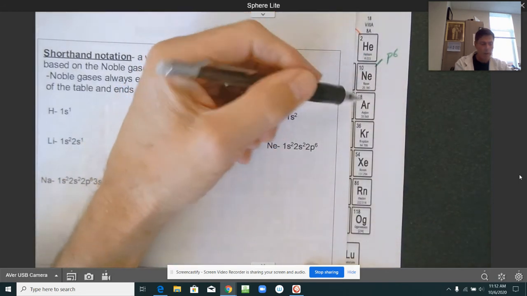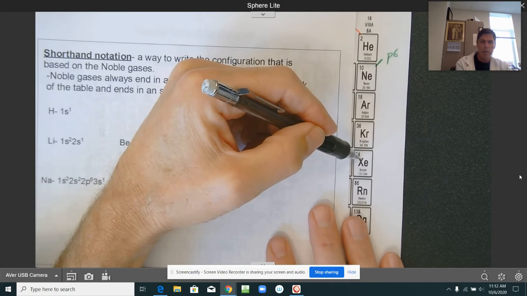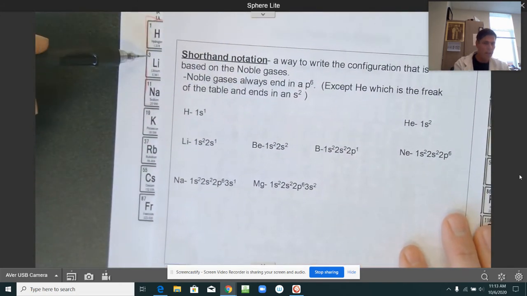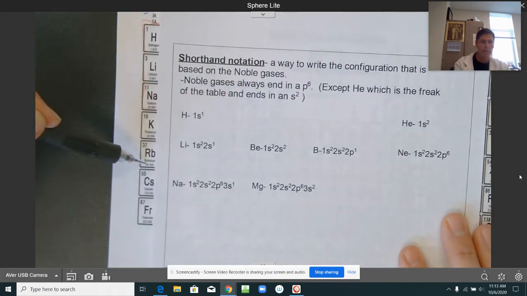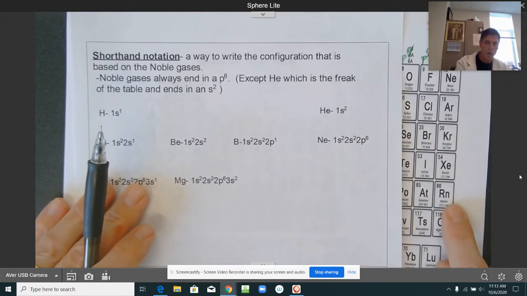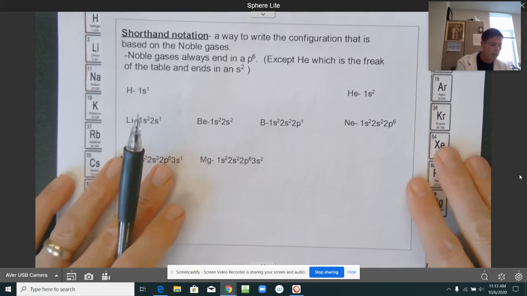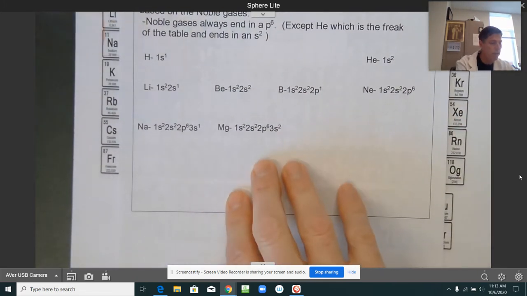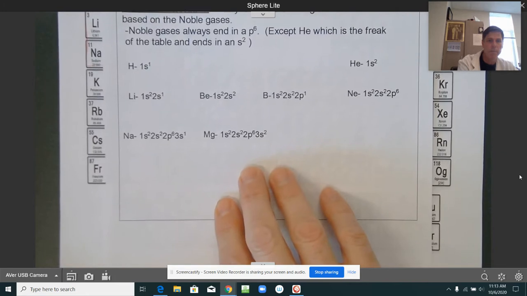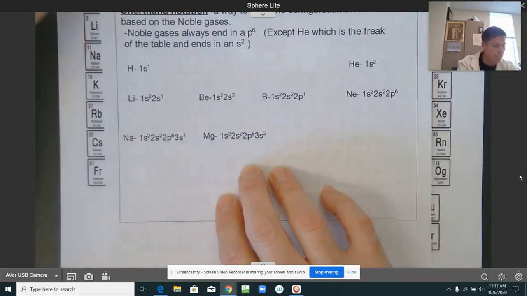So a full octet, because once we hit this, the very next electron we add, we have to come over here to the next ring. So this is basically our home point that we can compare everything back to. Shorthand notation: I've given you the electron configurations for the following. It's actually a pretty simple thing.